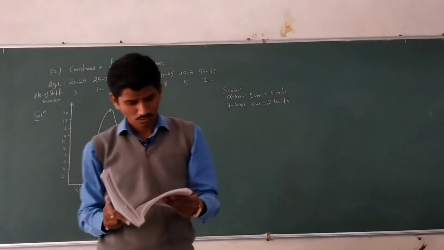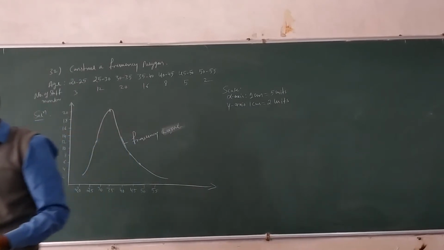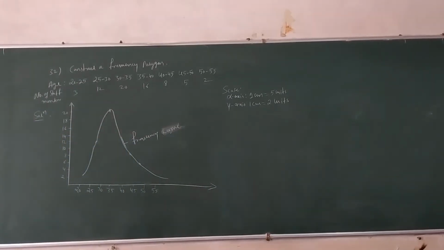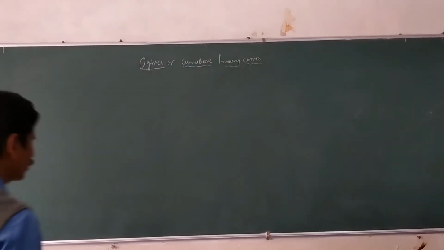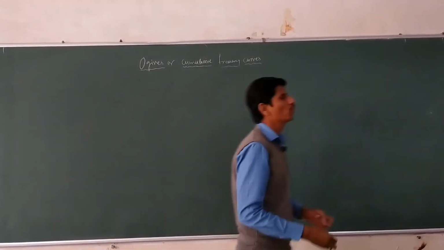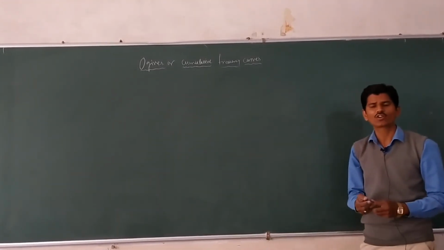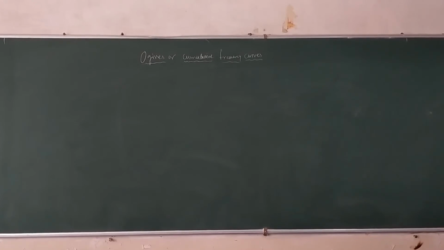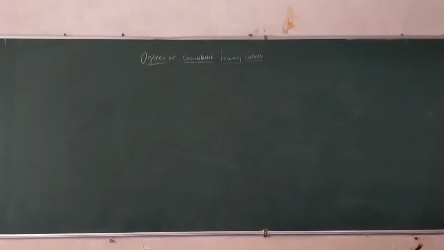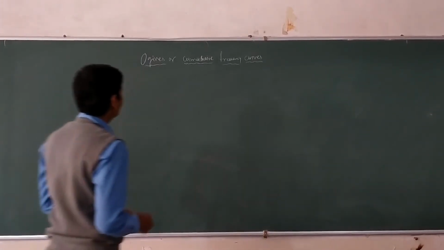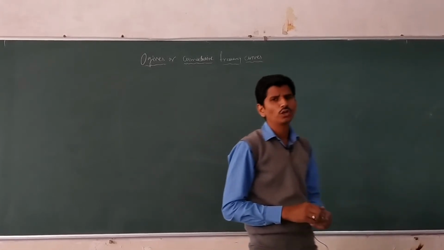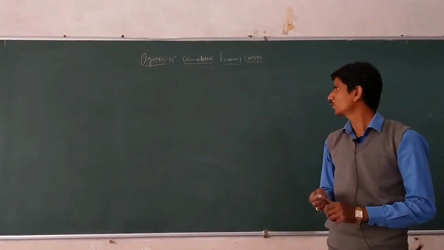The next concept is ogives. The next, fourth graphical method is ogives. An ogive is also called a cumulative frequency curve. What is an ogive? Or it is also said to be a cumulative frequency curve.